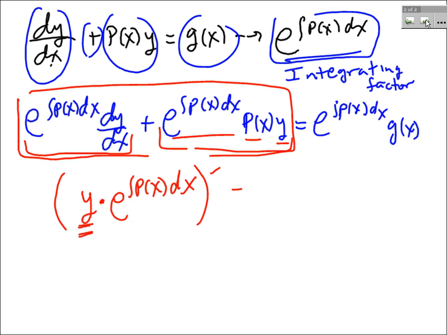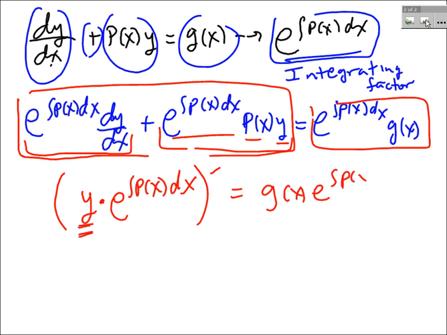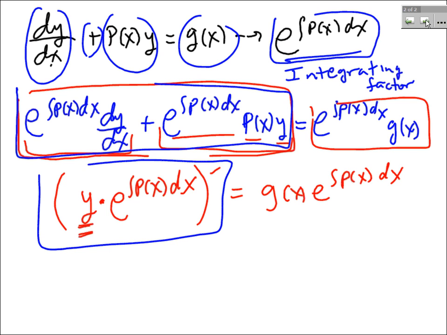The derivative of this is equal to the right side, which is this. I'm just going to write e to the integral of p times g of x first. I didn't take any derivative yet. All I said was this happens to be that, the derivative of some function, and the right side I didn't change. Now I'm going to integrate both sides.